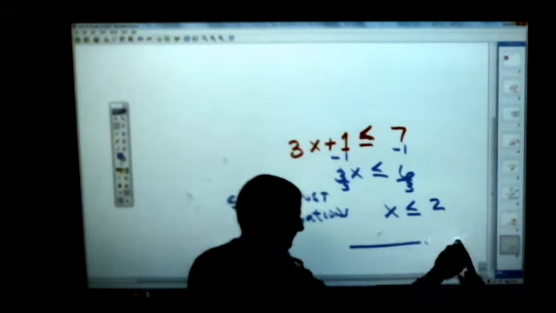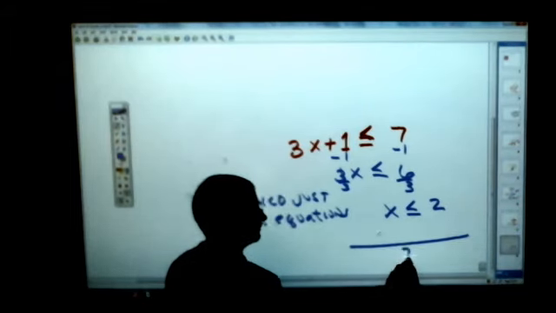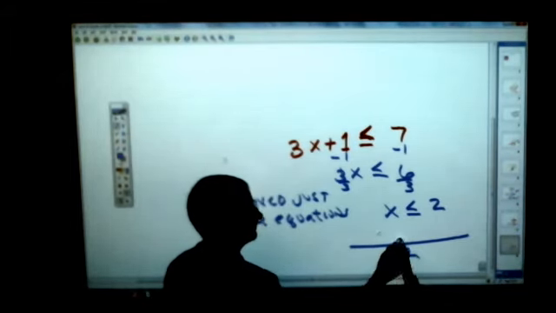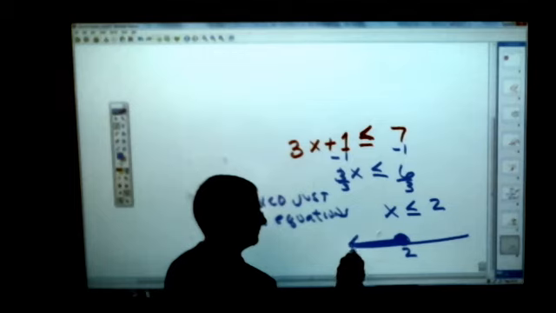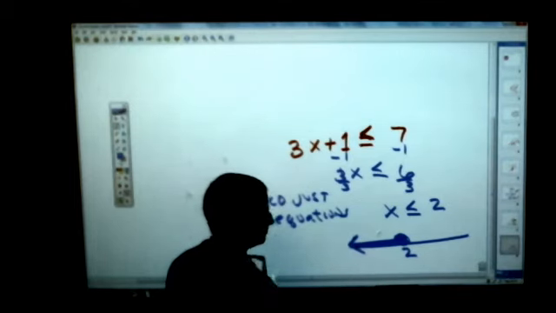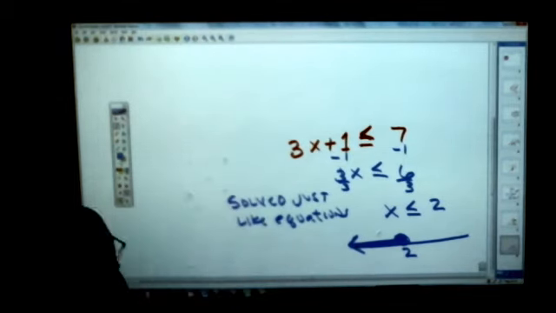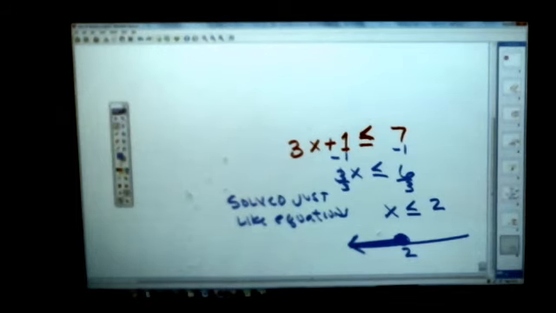What does the graph of that look like? At 2, it is a closed circle, and it goes this direction here. Any number less than 2 is going to fit this inequality. Problems, concerns? Now, do me a favor, look at page 425. You on page 425?